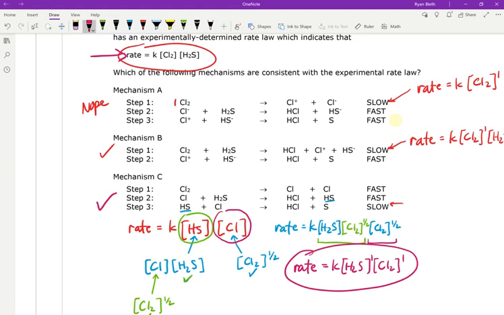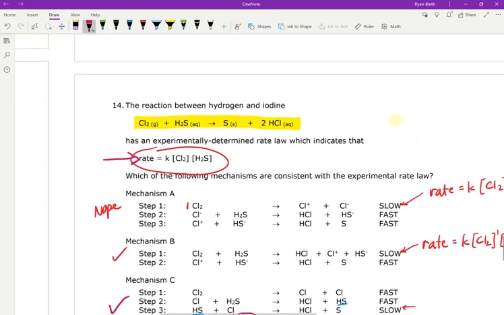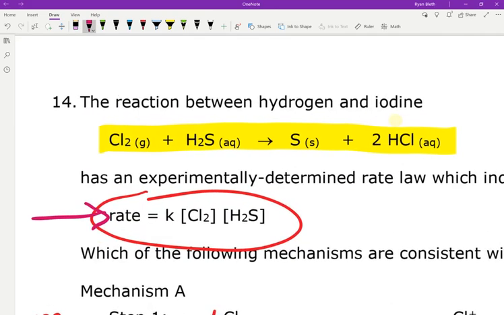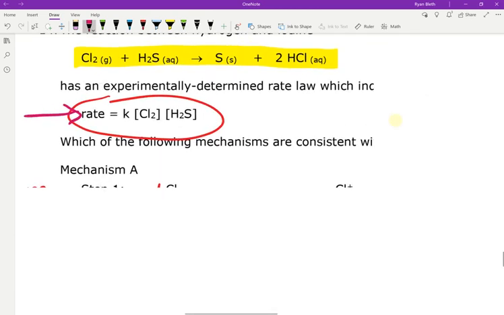Hopefully you could tackle it if you did, but to be able to examine a mechanism, find that slow rate determining step, and then make sure that whatever rate law expression you write for that slow step includes only reactants that were part of the overall reaction. And that's, in this case, our Cl2 and our H2S. They're the only ones that can be included.